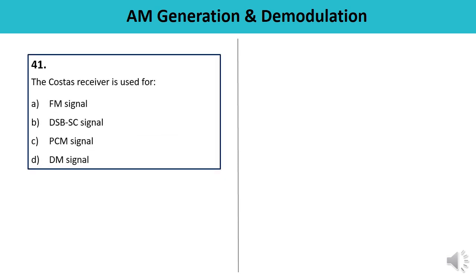Question number 41. The Costas receiver is used for: FM signal, DSB-SC signal, PCM signal, or DM signal. See, Costas receiver is a synchronous receiver system which is used for the demodulation of double sideband suppressed carrier signal. It means answer must be B, because here the incoming modulated carrier is applied at the two inputs of the coherent detector of the receiver, and the locally generated carrier is applied to the two inputs, however in phase quadrature with each other, and the frequency of the local carriers is adjusted. So it means it is used for double sideband suppressed carrier. So answer is B. Let us check. This is the correct one.